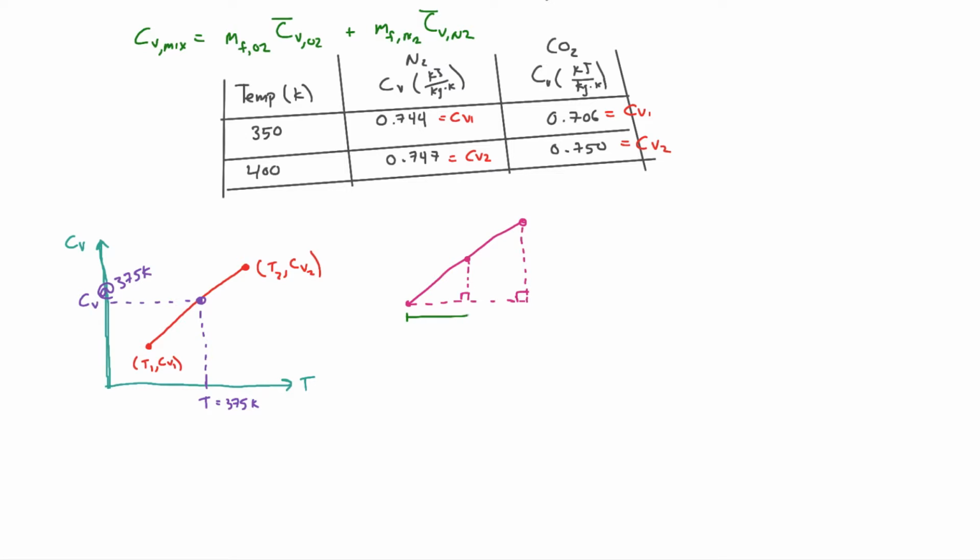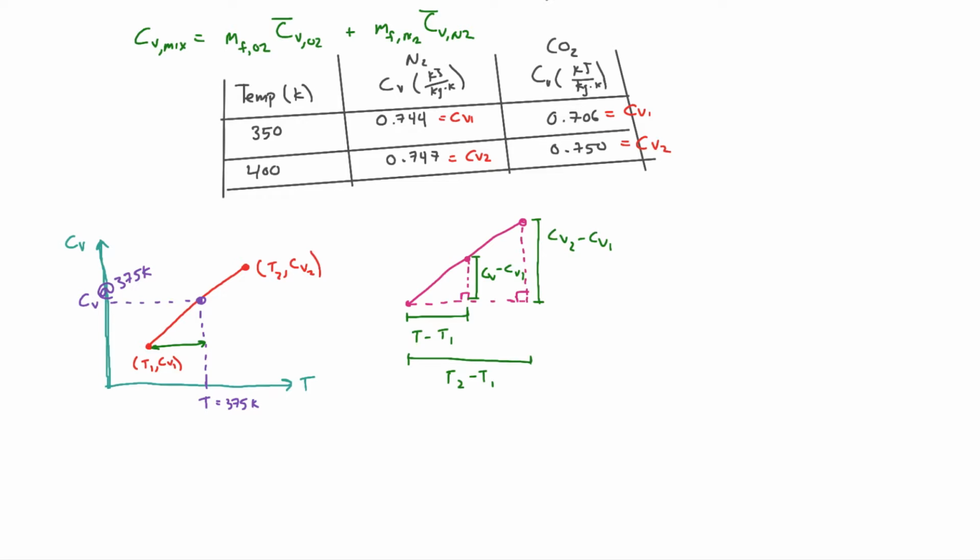Okay, so what we want to do is say that this length, so we'll call this length right here. So that length is going to be this right here. So that's simply T minus T1. And then this height is going to be CV minus CV1. And then this entire length over here is going to be T2 minus T1. And then this is going to be CV2 minus CV1.